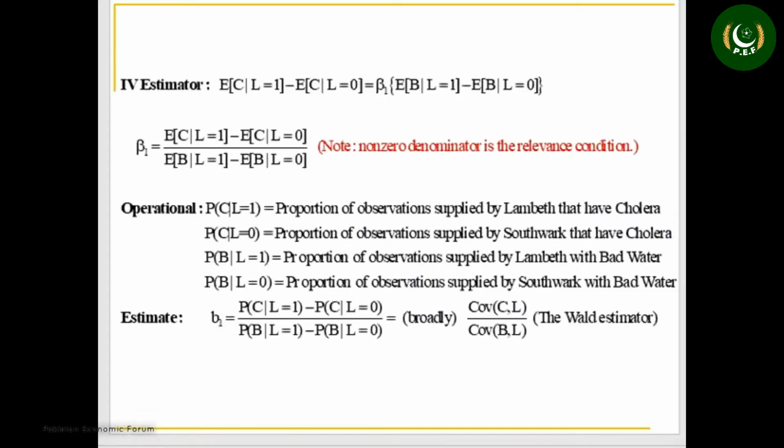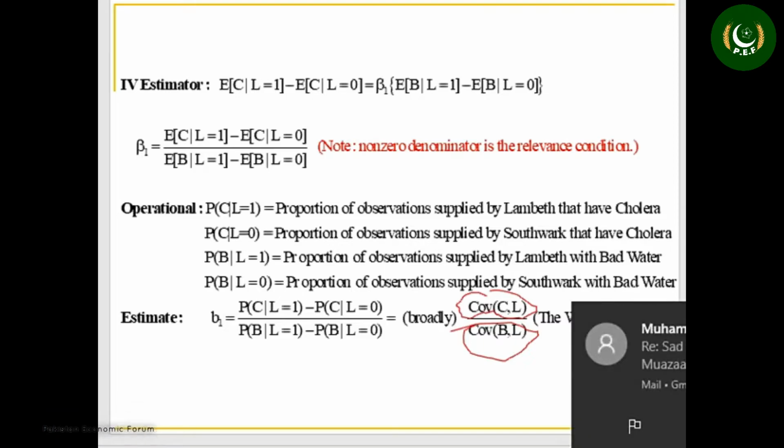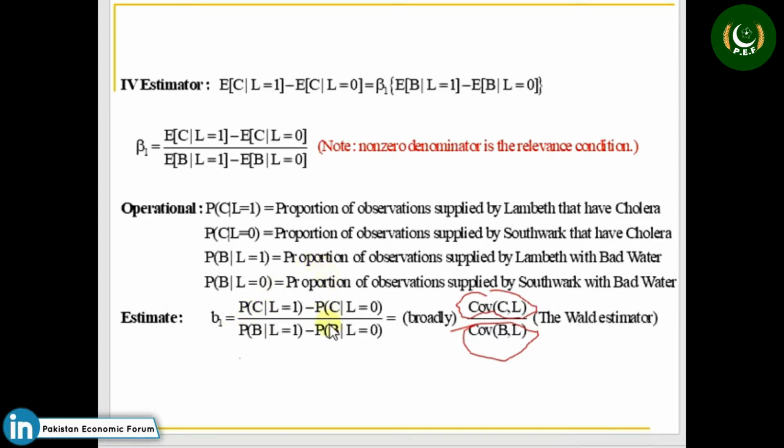So we have the coefficient equal to beta 1, that is the covariance between cholera and whether you take water from Lambeth or from Southwark, the covariance of bad quality water with whether you take it from Lambeth or Southwark. It was discovered that those who take water from Lambeth have a very low prevalence of cholera than those who take it from Southwark, and that's how Snow discovered that it's the water which is the main cause of cholera.